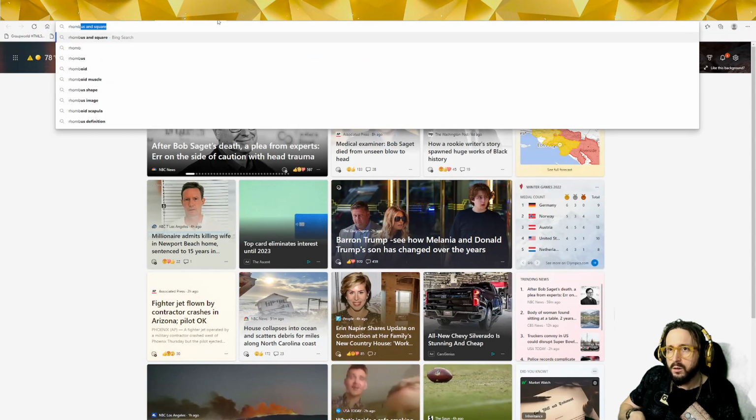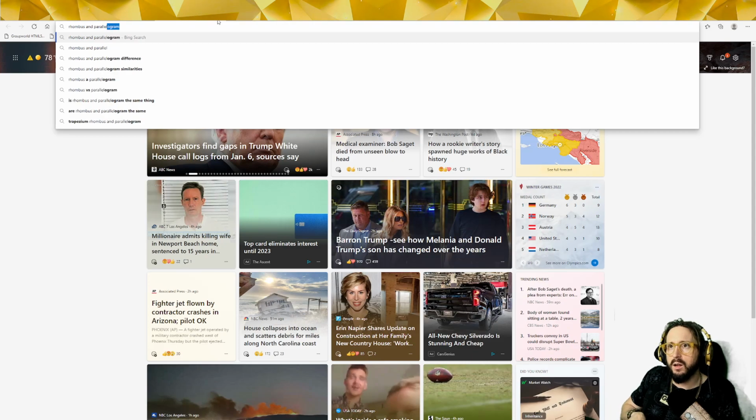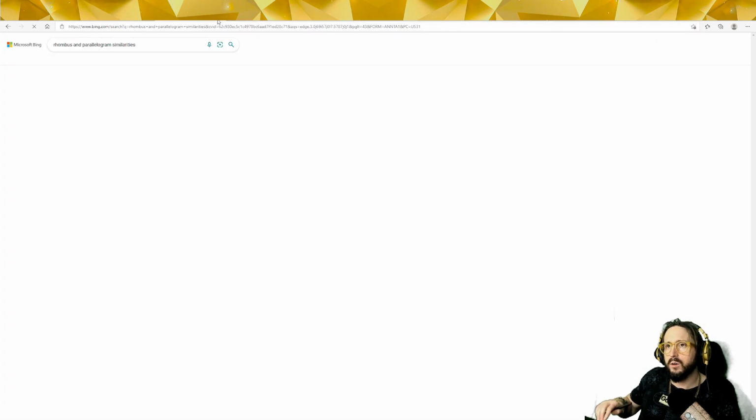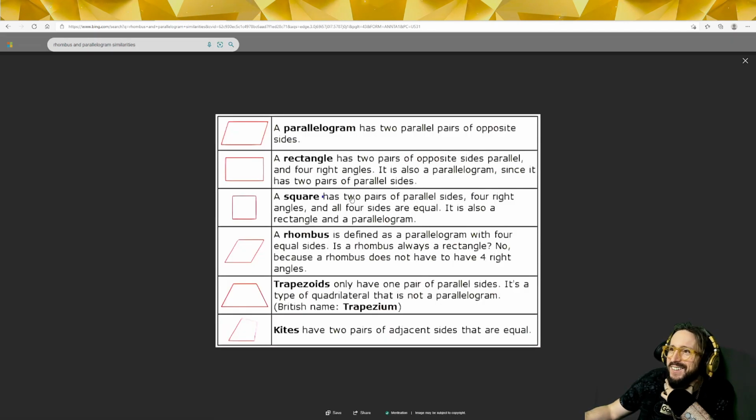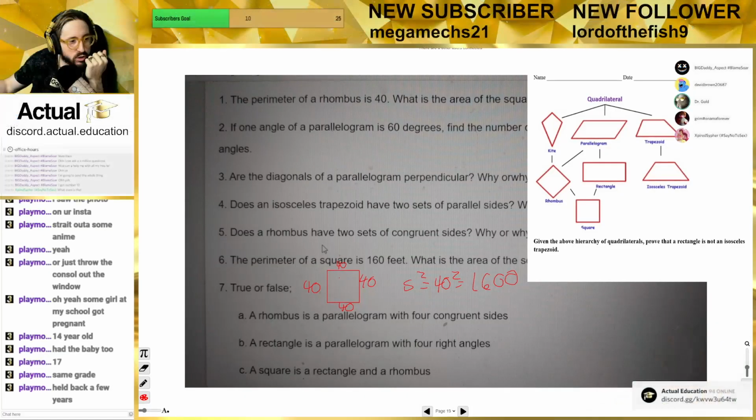Rhombus and parallelogram. What is it? A rhombus is a parallelogram with 4 equal sides. Oh, that is true. All right, so this one's true. Nick, this one's true.